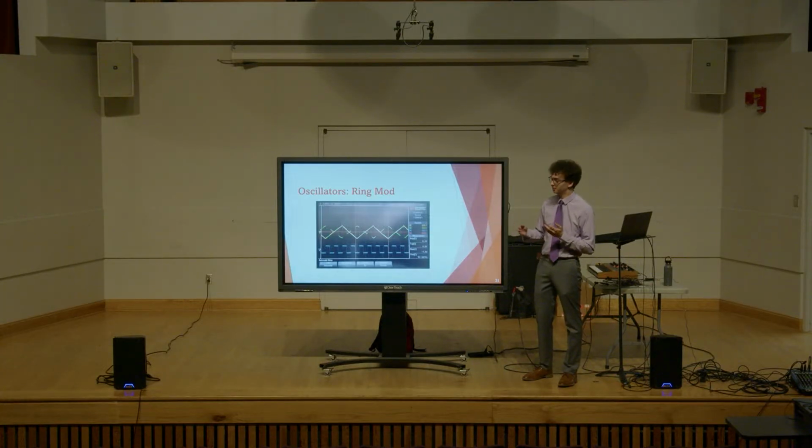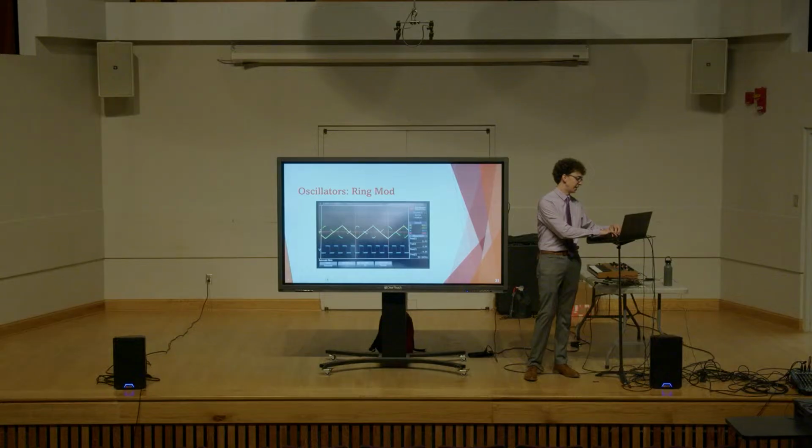So a ring modulator modulates the amplitude of the input wave by the level of the modulator wave. So you have the output being forced to follow the sort of amplitude of the modulator. So here's an example of how that sounds.